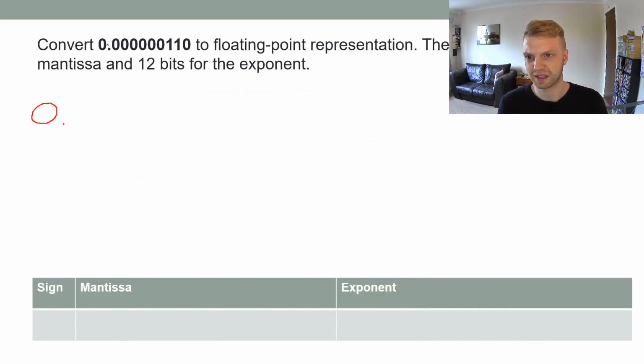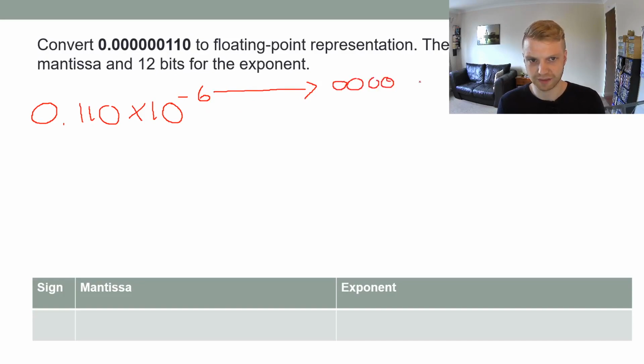So 0 point, and we get rid of the zeros, so there is 6 of them. So 1, 0 times 10 to the negative 6. And we need to get 6, or negative 6, in 2's complement. Now remember, it's 12 bits for the exponent, so we need to go 12 digits. Again, not meant to be an L, I don't know what's happening. So this would be 128, this is 256, 512, 1024, 2048. Not that it matters, but that's what those numbers represent.